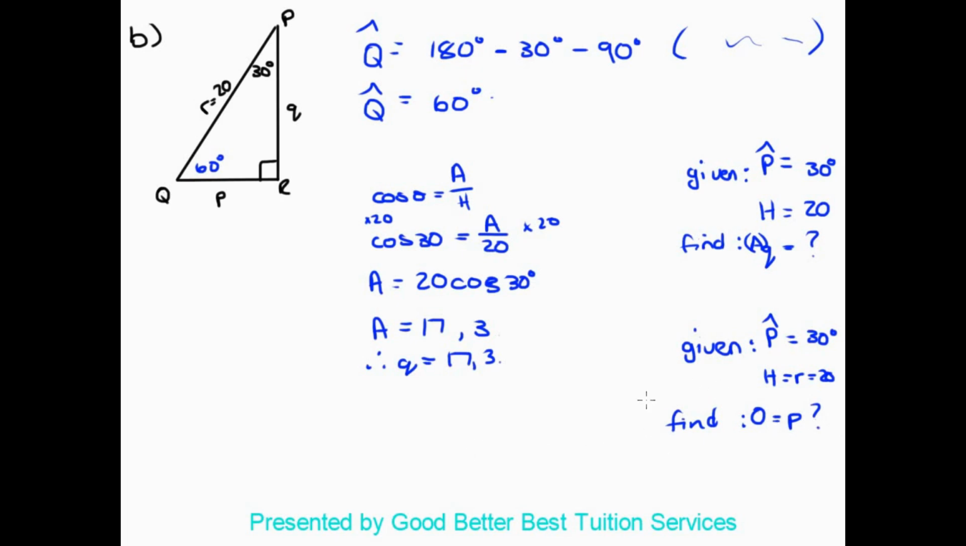Cool. So what we're dealing with here is opposite and hypotenuse, which is the sine ratio. So we can say sine theta is equal to opposite over hypotenuse. So we say sine 30 degrees is equal to opposite, which is P, over hypotenuse, which is 20. Cool. And once again, to get P by itself, we times by 20 both sides. So we get P is equal to 20 sine 30. And so once you put that in your calculator, you should get a final answer of 10. So P is equal to 10.